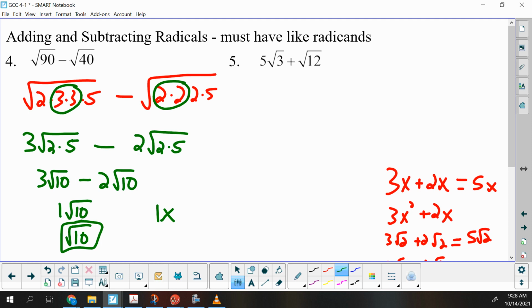All right, and the next one, they're not like things under the radical, so we've got to see if we can simplify them. So take a moment, do your menu number factor for 3 and your menu number factor for 12.